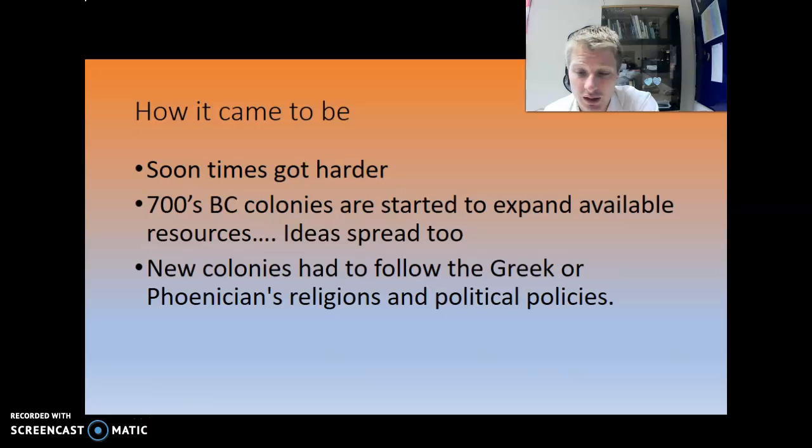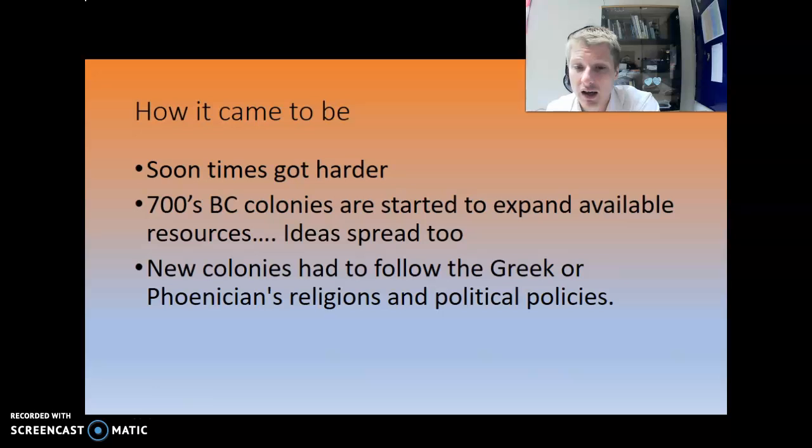On those new shores, they would take their culture, their traditions, their religion, their laws, their government, and they would be a second city to the city-state that they came from. These colonies would send supplies, slaves, food, and materials that the mother city would need. And through this, ideas began to spread.